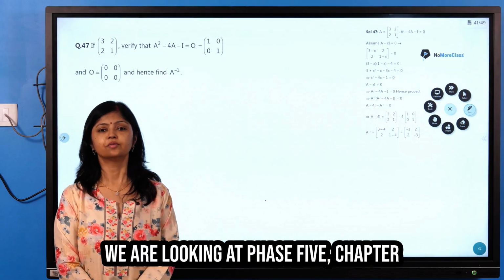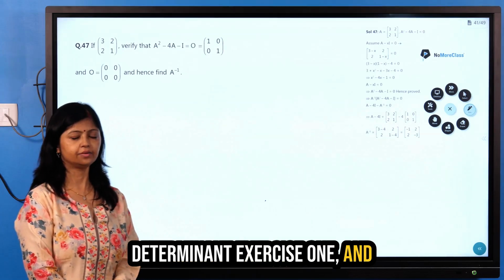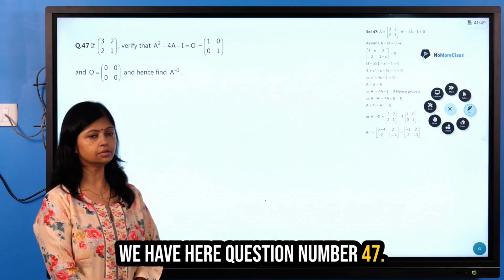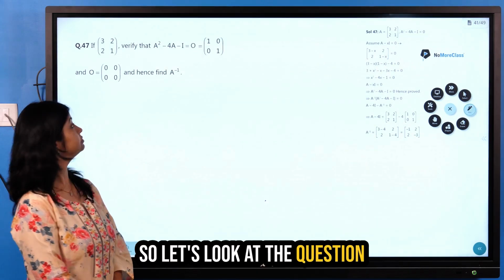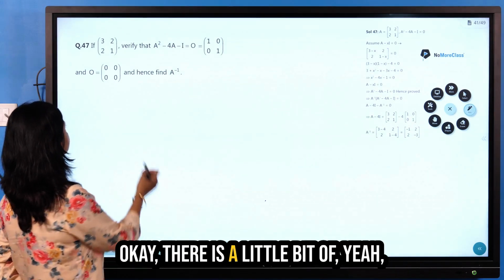Hello everyone. We are looking at phase 5, chapter determinant exercise 1, and we have here question number 47. So let's look at the question.